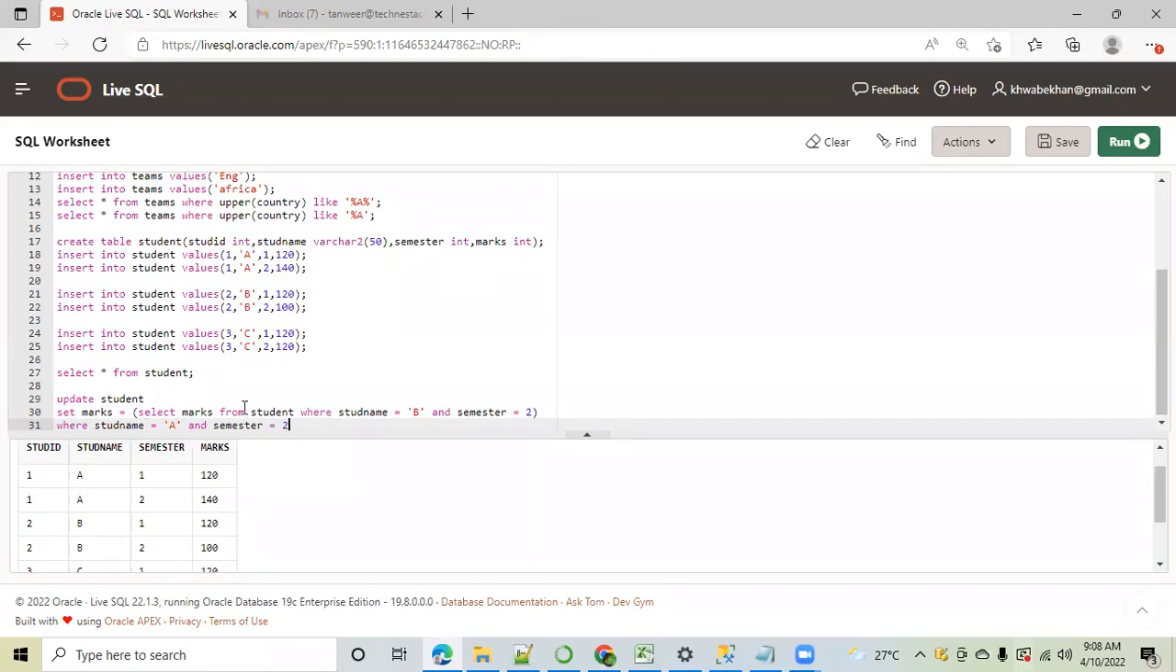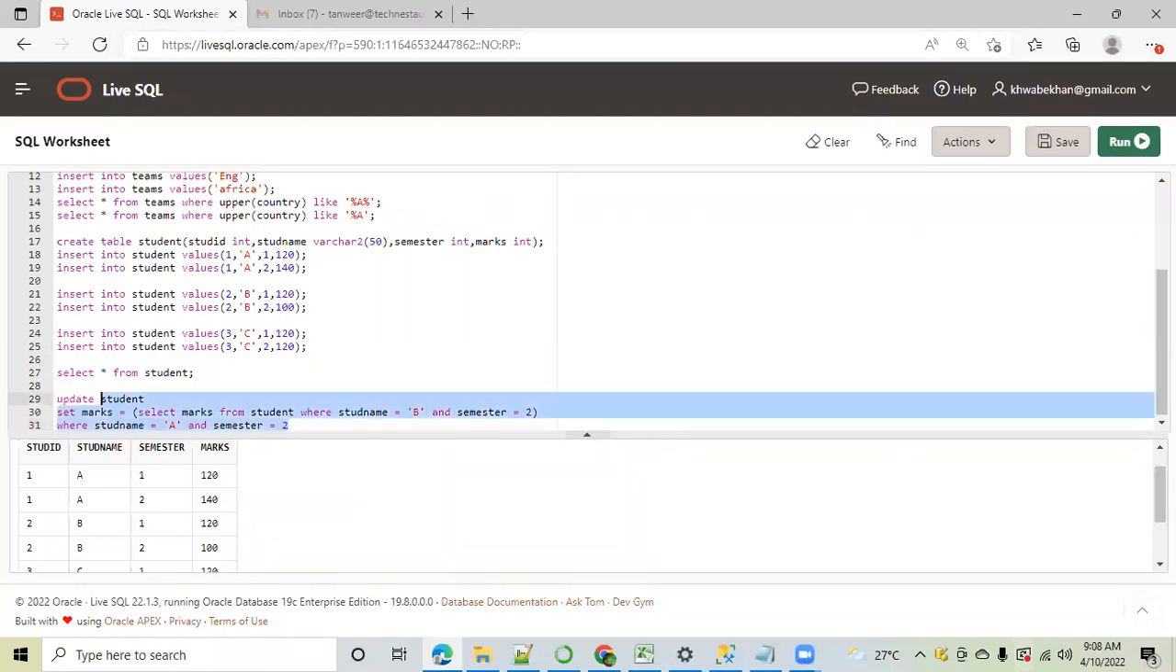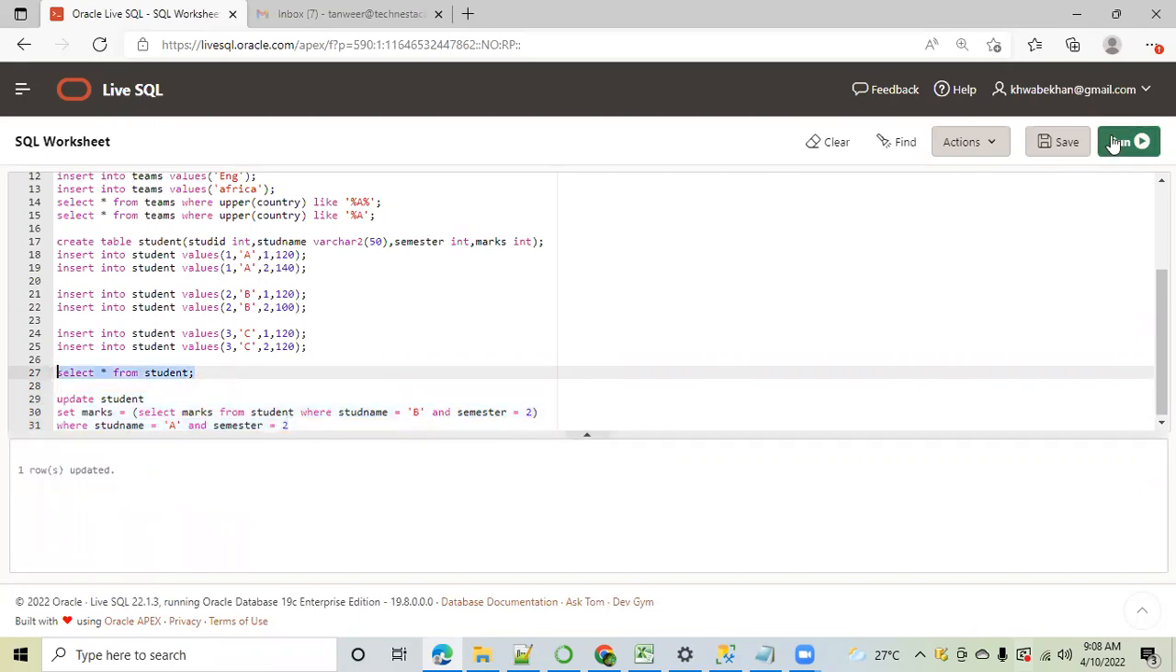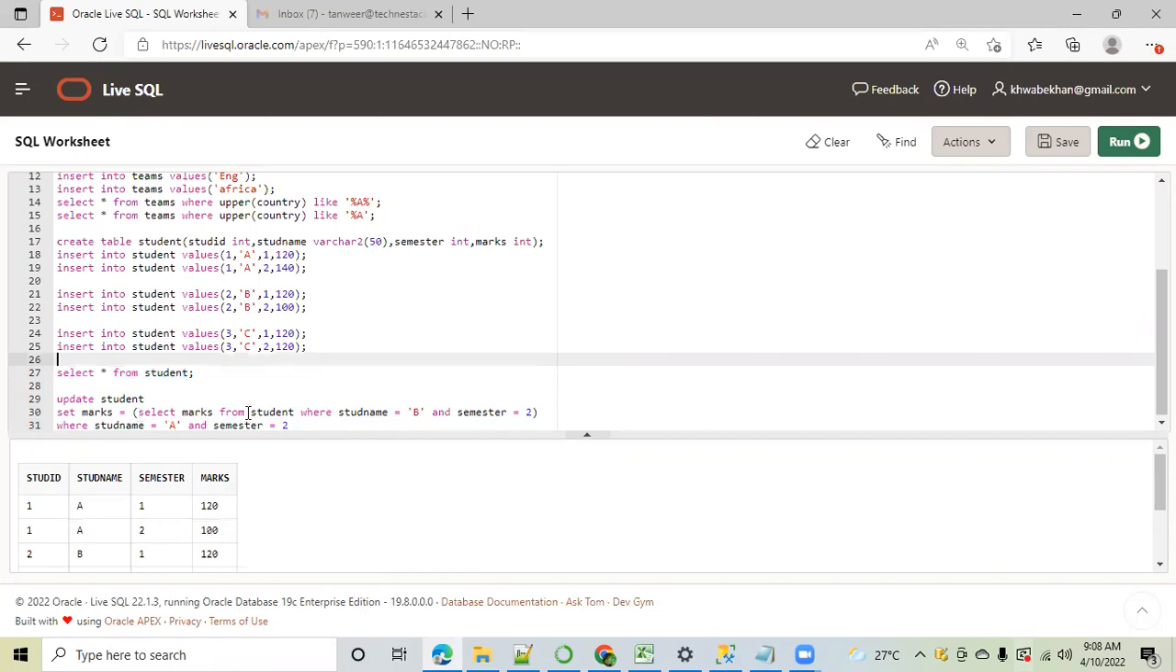Let me run this first of all. You updated, please verify the output. You can see the marks of A for second semester is updated with 100, right? So what I want to show you is that you can use an inner query in the update statement. Many students fail here. They think that an inner query cannot be used in update. No, you can use an inner query in update. You can use CASE as well with update. Is this clear?